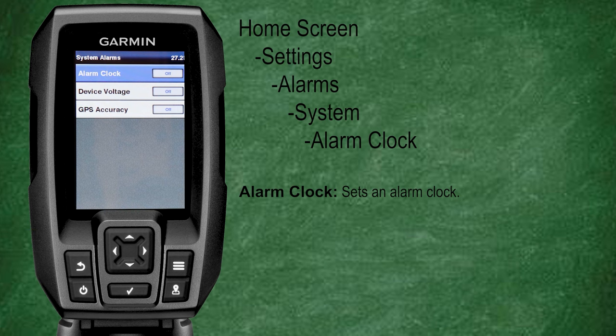For this class, I'm going to be showing you how to set up your fish finder for simulation mode. But, more importantly, what features and functions can benefit you the most while in simulation mode? Let's start this class at the home screen. Now let's scroll down and select Settings. Now select System and scroll down to and select Simulator.